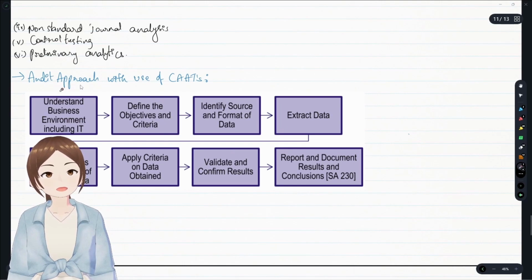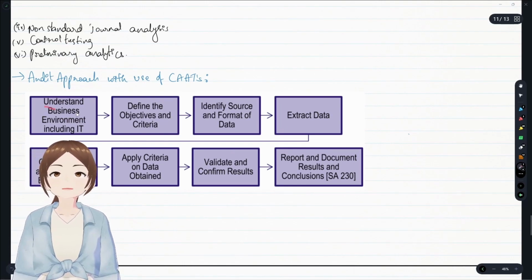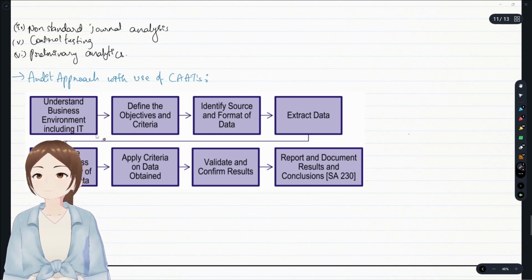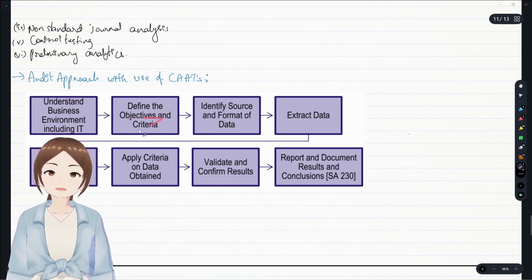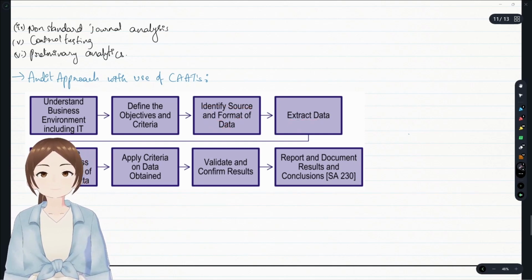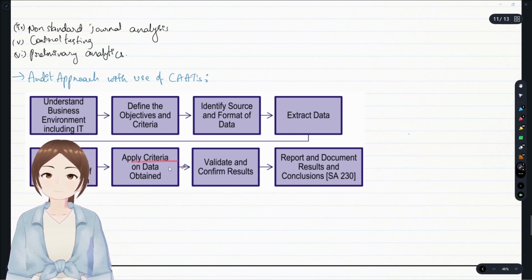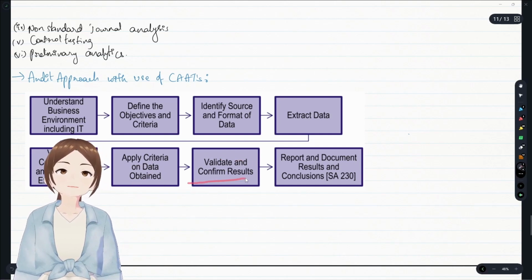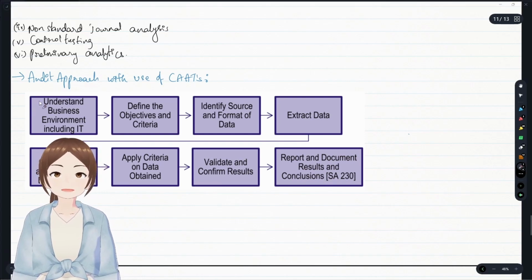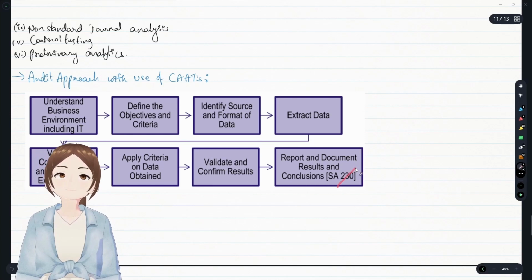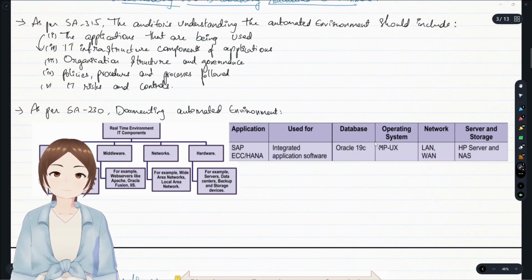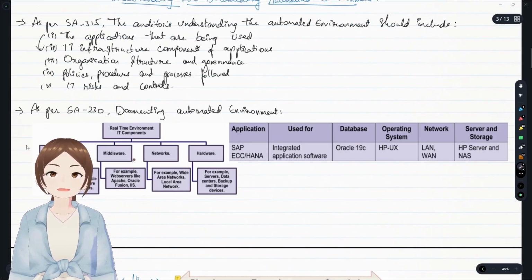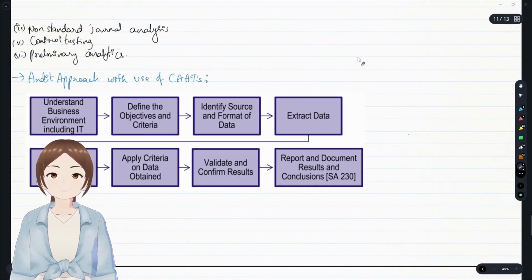And what's the audit approach to use the CATs? First, you have to understand the business environment, including IT, 300 series. You have to define the objectives and criteria, identify source and format of data, extract data, verify the completeness and accuracy of extracted data, apply criteria on data obtained, validate and confirm results, report and document results and conclusions. Here we have started with the 300 series and ended with 230 documentation.